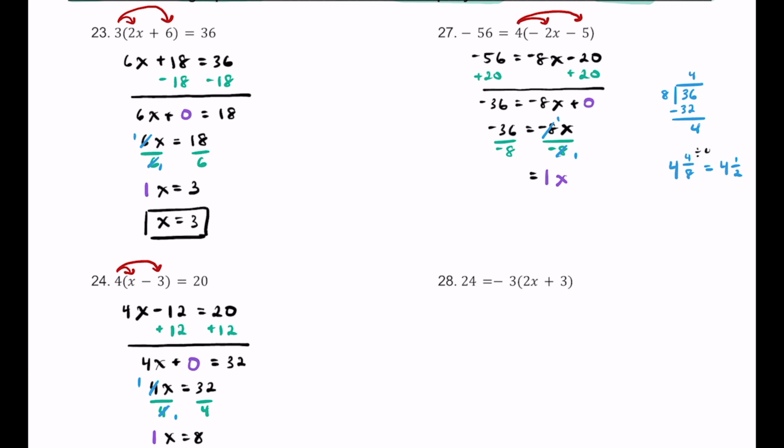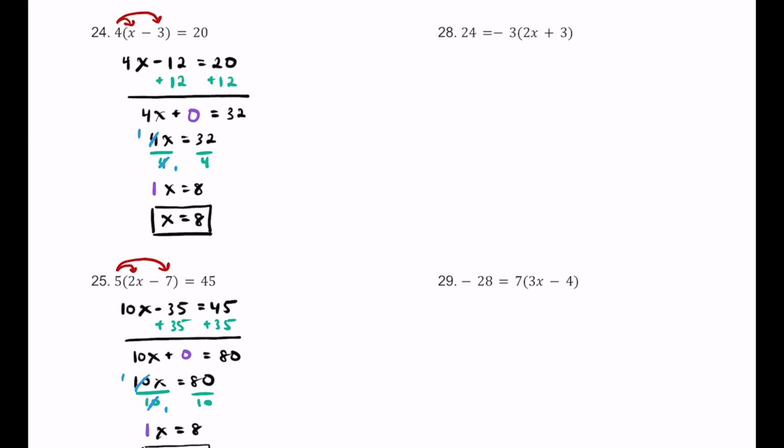So divided by 4, divided by 4. A negative divided by negative is a positive. So we're going to say that this is going to be positive 4 1/2. And it looks like this should have been this over here. And we can turn this around and drop the 1 and say x is equal to 4 1/2. There's our final answer.